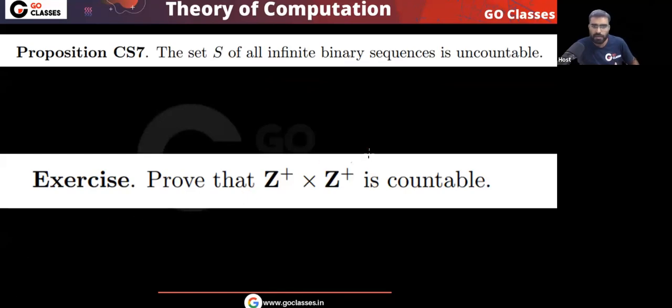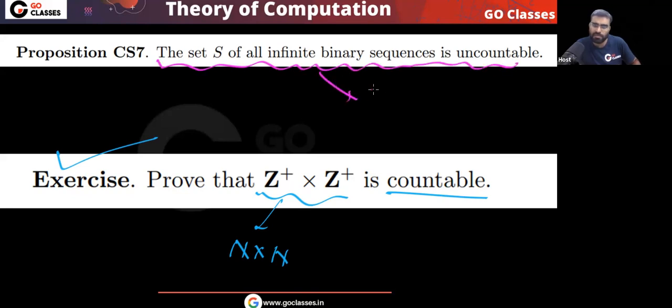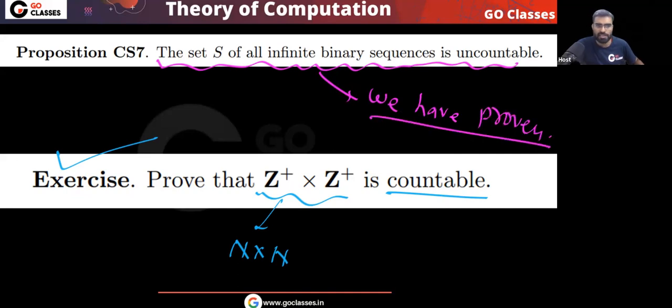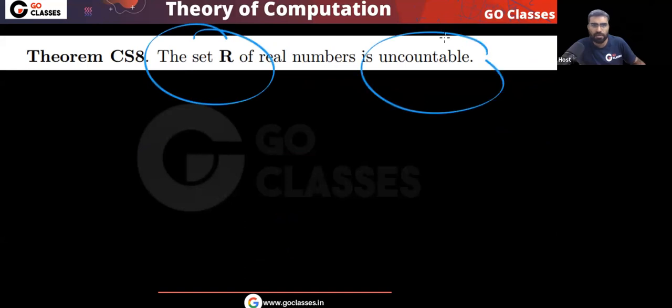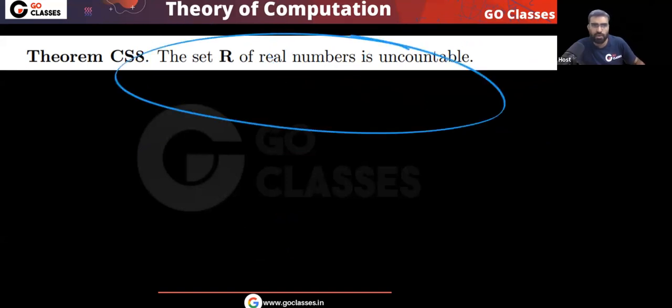Let's see the next one. N cross N is countable. We have seen this. The set S of all infinite binary sequences is uncountable. Agree? This also we have proven using Cantor's diagonalization. The set of all infinite binary strings is uncountable. The set of real numbers is uncountable. We have proven it using Cantor's diagonalization argument.